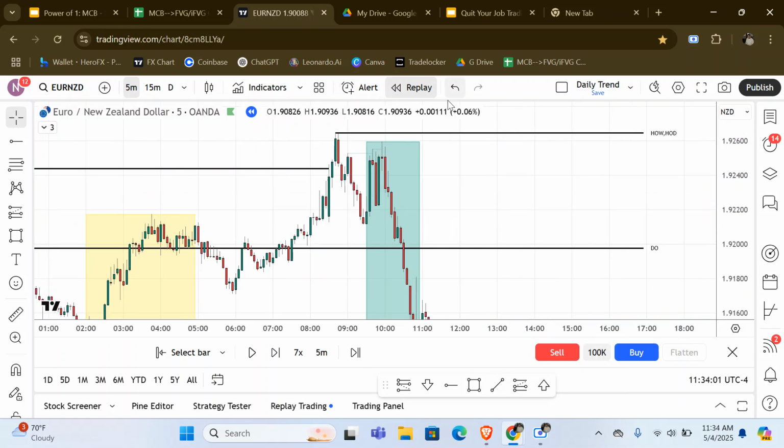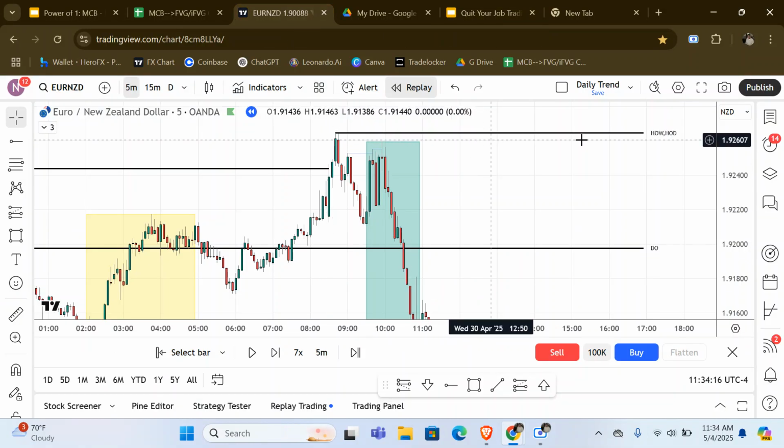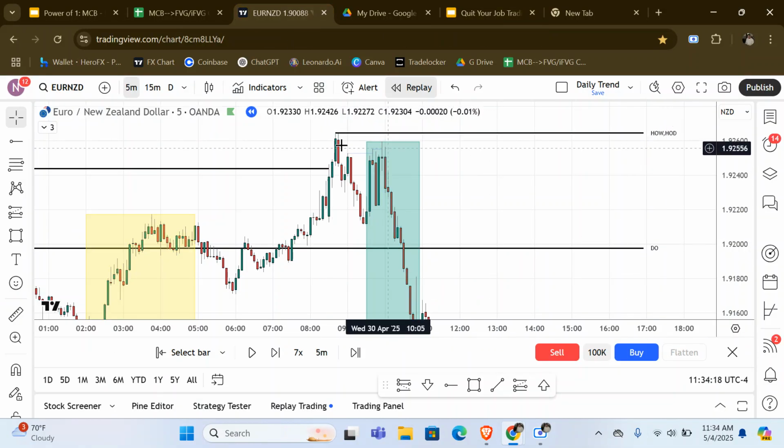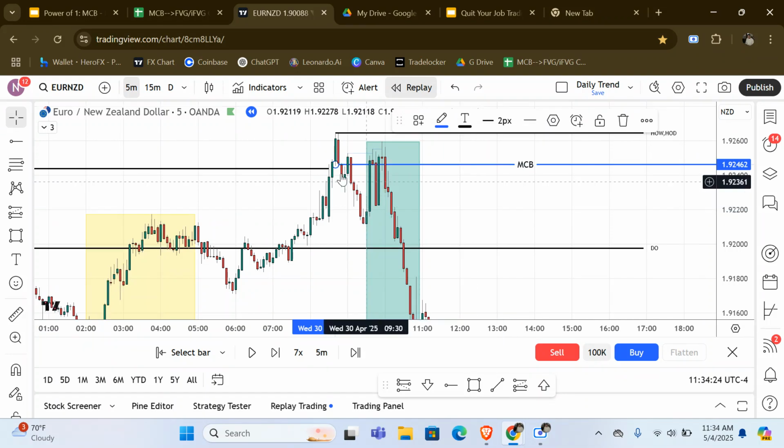Okay, so now what's next? If I go back to my decision flow here, I got my daily bias. It's not an inside candle. So on the 5 minute, ideally during London, is there a money candle that created the high, in this case the high of day? So where's my money candle? It's indicated by the high of the day, HOD, right here. So I like to put a line right here to show when it breaks below. Price has to close below right here.